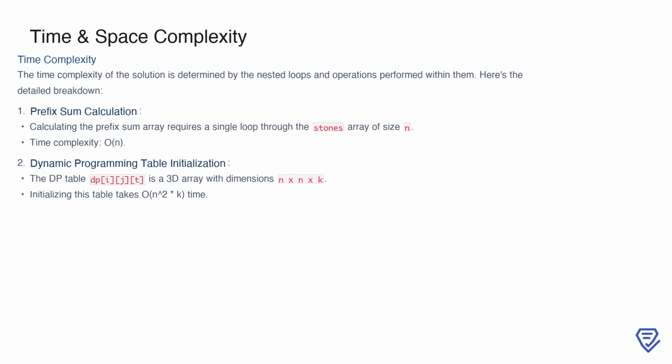To analyze the time complexity of our solution, we begin with the prefix sum calculation. This step involves iterating through the entire stones array once to generate the prefix sum array. Since we only traverse the array of size n one time, this operation has a time complexity of O(n). Next, we need to initialize our dynamic programming table, which is a 3D array with dimensions n x n x k. Since every cell in this table must be initialized, the time complexity for this step is O(n squared * k). These two steps lay the groundwork for our solution and contribute to the overall computational cost of the algorithm.